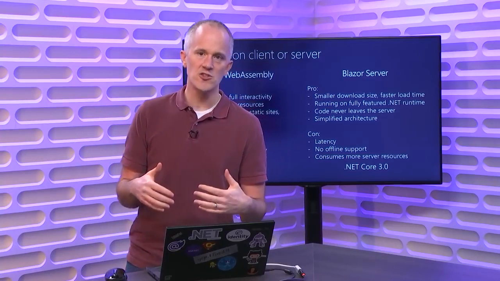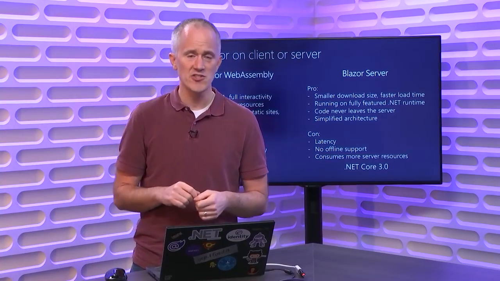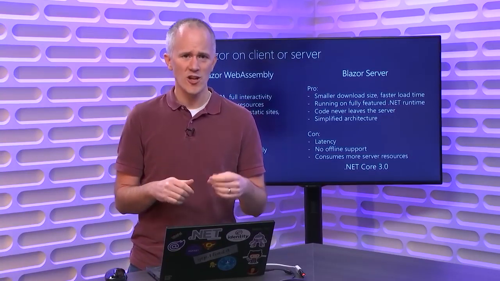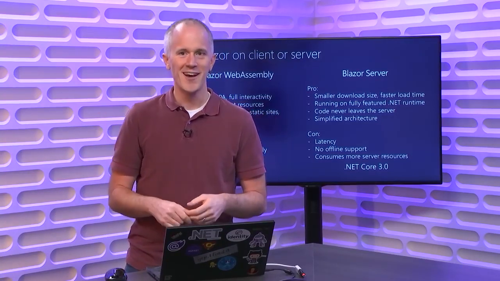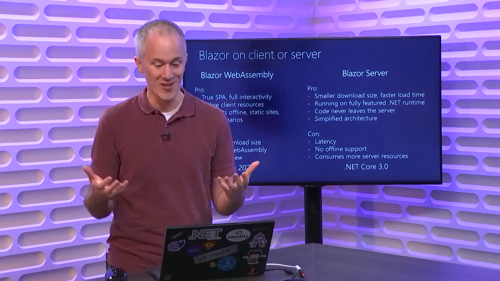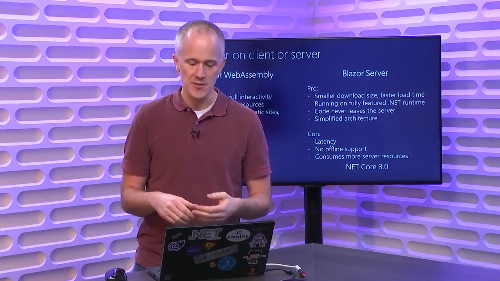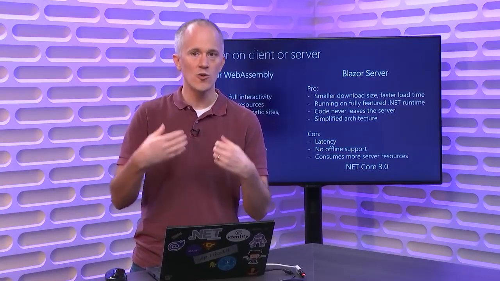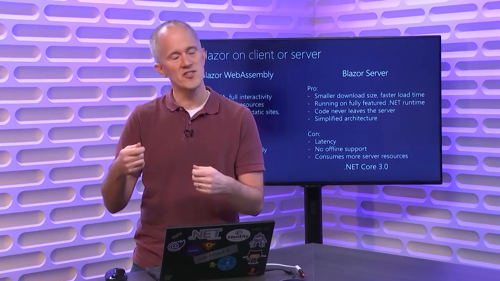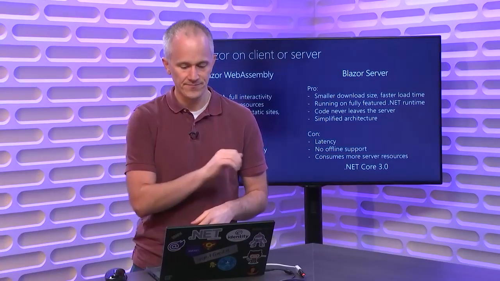The cons of the Blazor Server model are, first of all, latency. All of your UI interactions are going to go over the network, so you're going to want to make sure that your clients and the server are as close together as possible. There's only so much you can do about the speed of light. It's a connected model, so obviously no offline support. And also, you're paying with your server resources to run the UI for each connected client. So that's an additional scale and cost consideration.